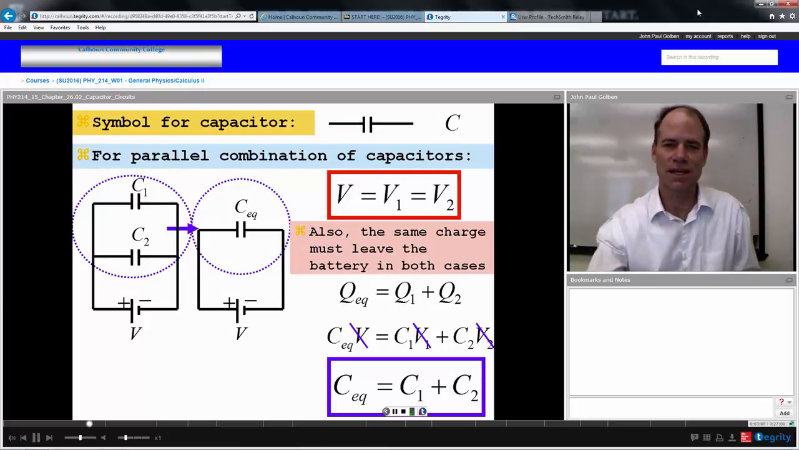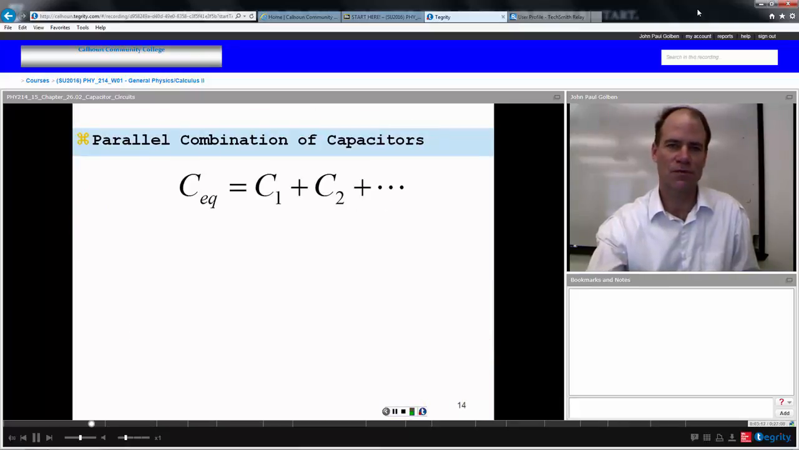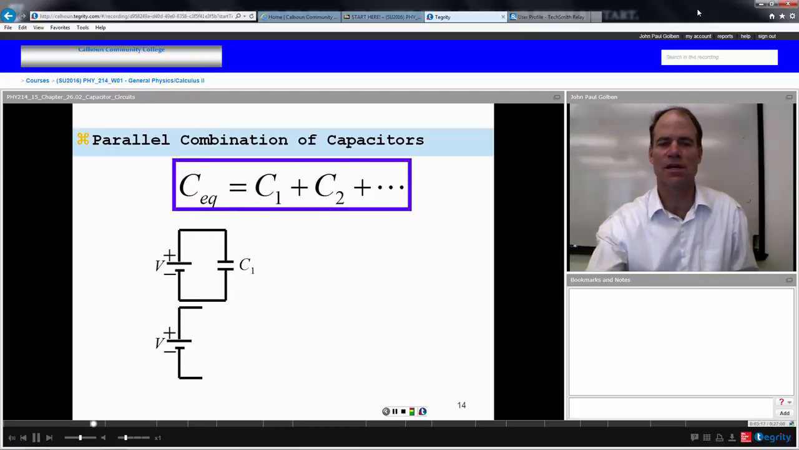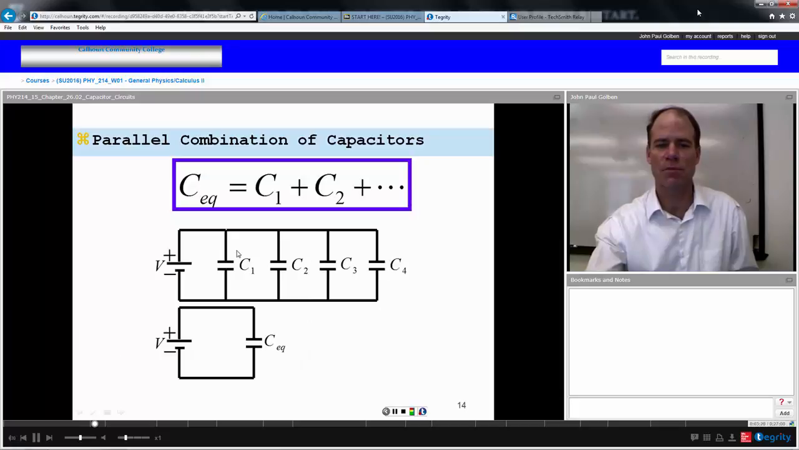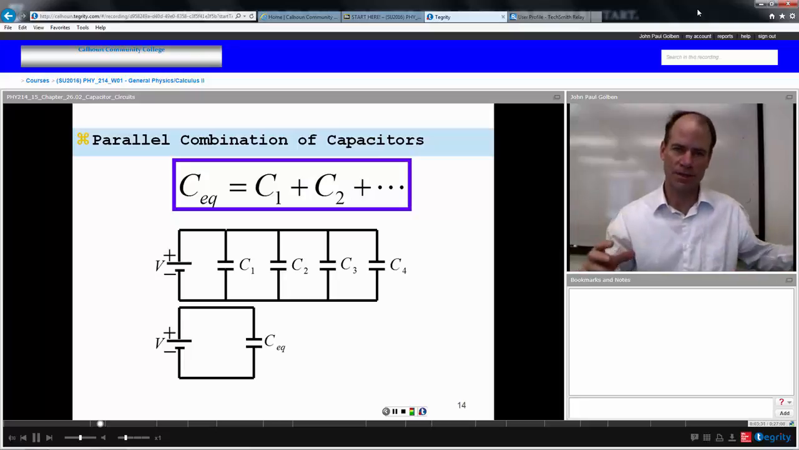What this means is capacitors in parallel add. We did this for two capacitors in parallel, but we could have done it for any number of capacitors in parallel. If we have a bunch of capacitors in parallel, we simply add them together, come up with the sum result, and that is our C equivalent. So capacitors add in parallel, kind of like, as we'll see very soon, resistors in series. Resistors in series add, capacitors in parallel add.